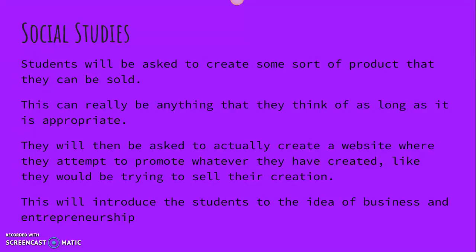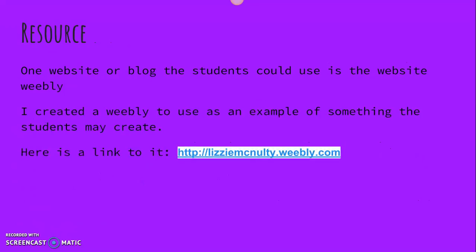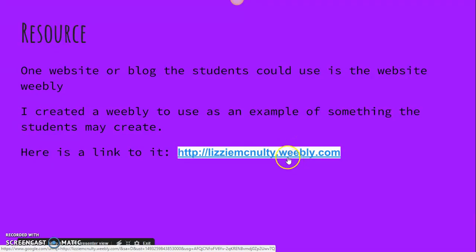After they have chosen a product, I will ask the students to create some sort of online website that promotes their product. They can add descriptions and images to make the website their own and to make it look appealing so that people would want to buy whatever it is they are trying to promote. Here's an example of a website I created using Weebly.com, which is a great and easy-to-use free online resource.